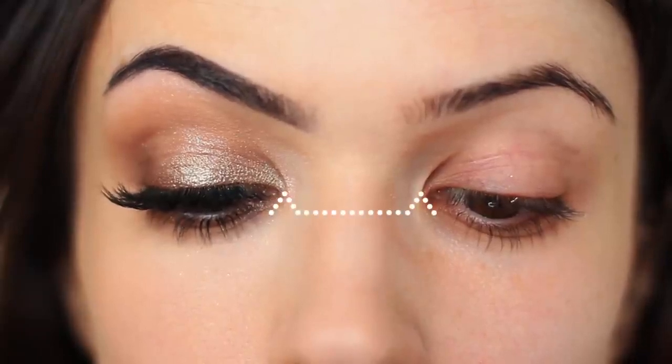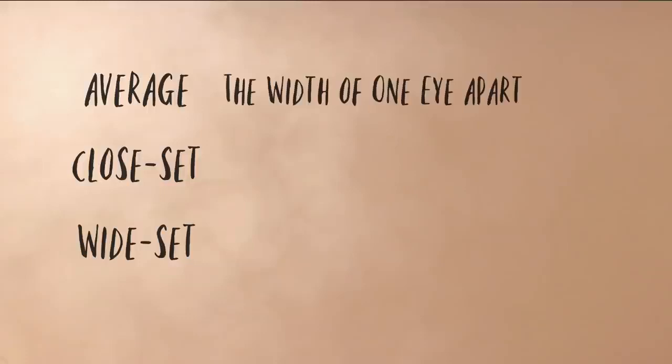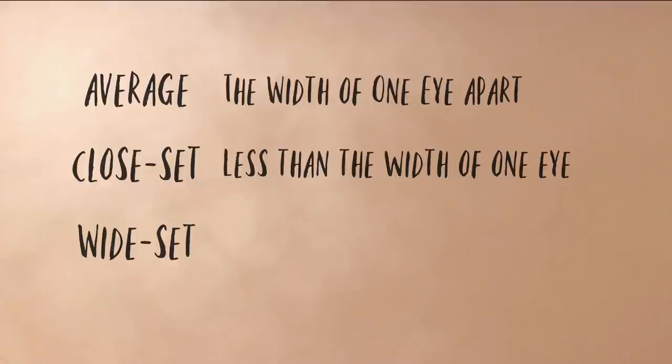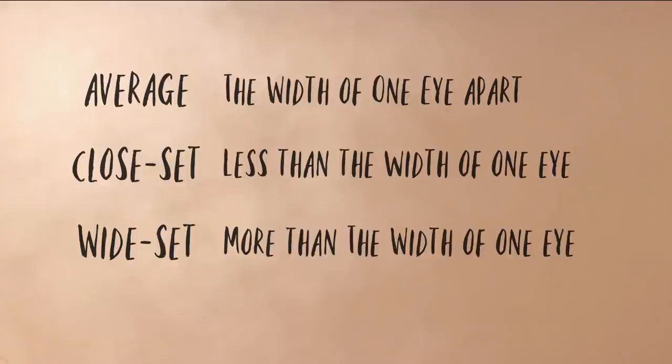Now let's get started. In our previous video, we talked about finding your eye spacing and figuring out which of the 3 categories you fit into: average, close, or wide set. And this refers to the distance between the eyes. The so-called average spacing between 2 eyes is the width of 1 eye length apart. If it's less than 1 eye length apart, it's considered close set. If it's more than 1 eye length apart, it's considered wide set.